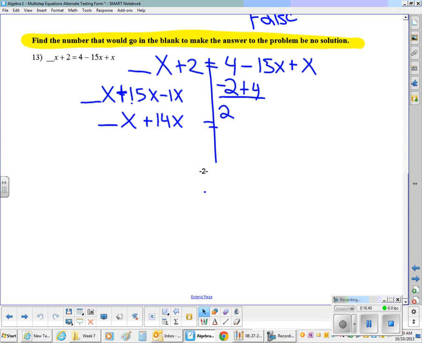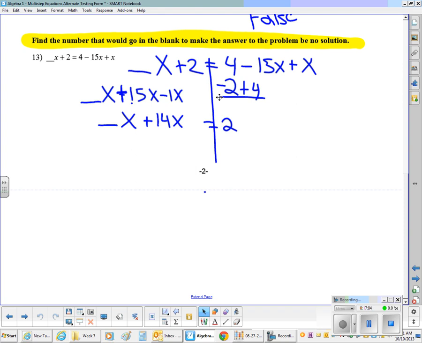Now the question is, what number would I have to put in for that blank in order to make this answer be no solution? Well, in order for the answer to be no solution, I have to have a 0x, right? So how do I cancel a 14x out with what I have here? Yes. What's that? Negative 14, yes.